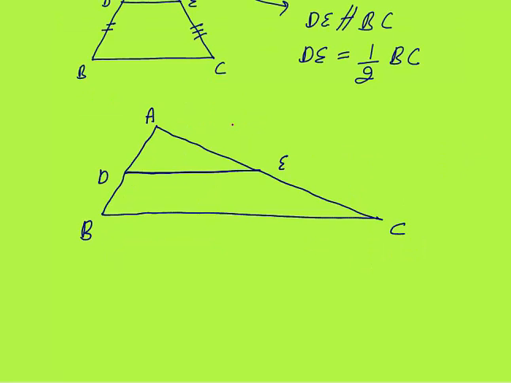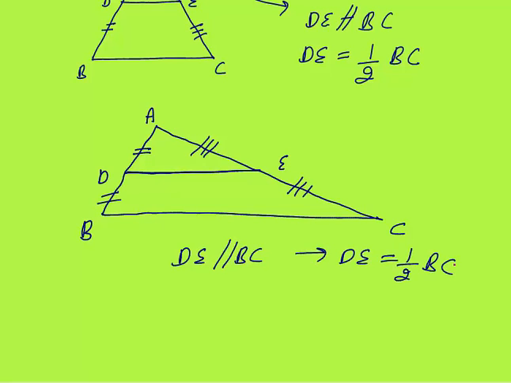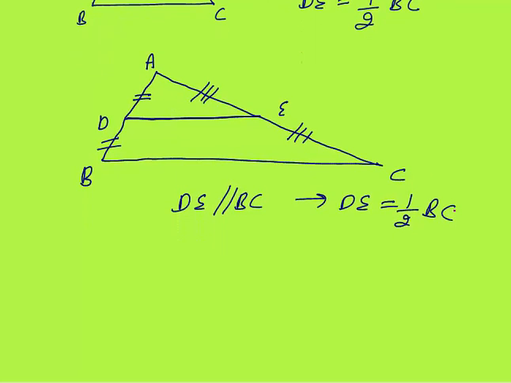This is true in all kinds of triangles. Again DE is parallel to BC and DE will be half of BC. That is the midpoint theorem. Apart from this, extending from the midpoint, if DE is parallel to BC, and this angle is alpha, this angle is alpha, this angle will be beta, this angle will be beta, and this is theta.